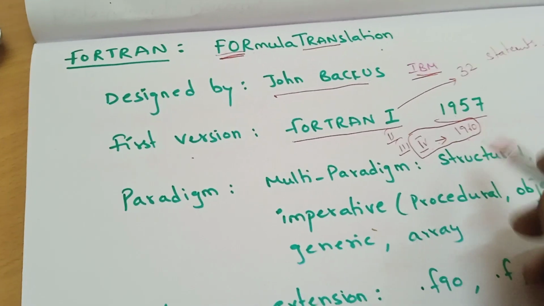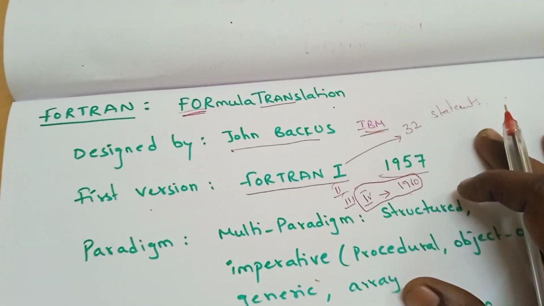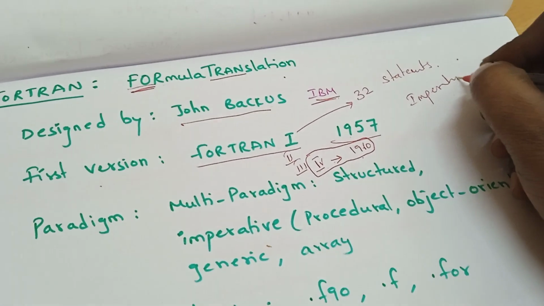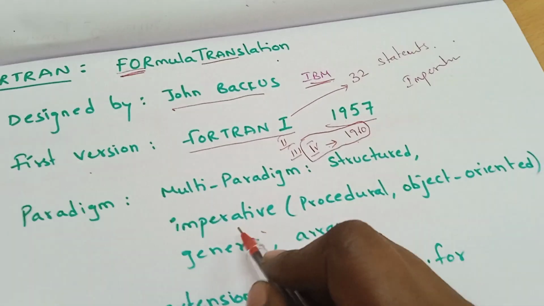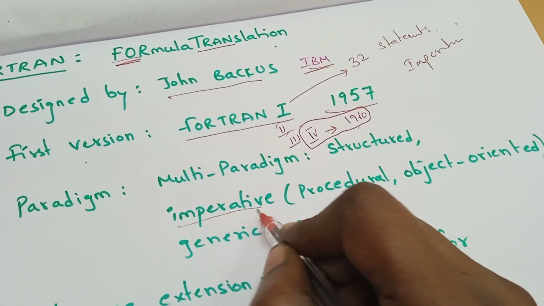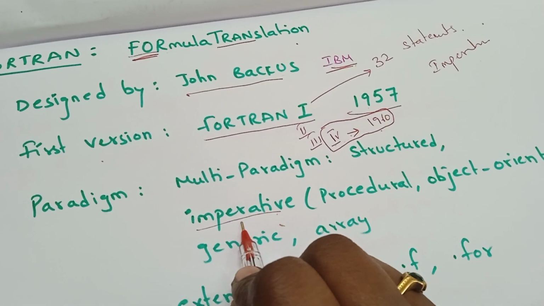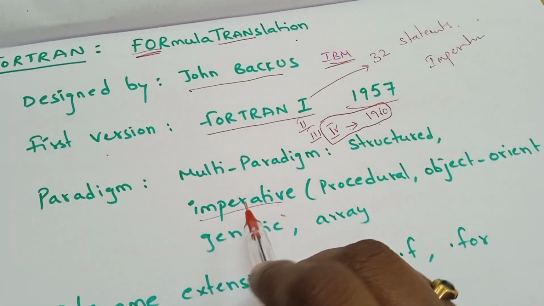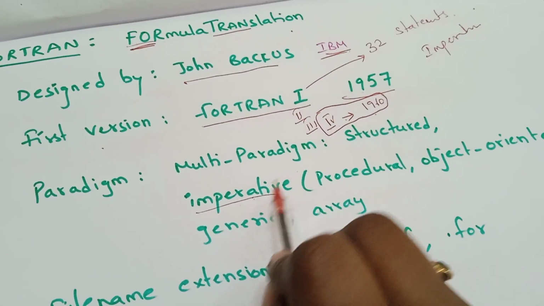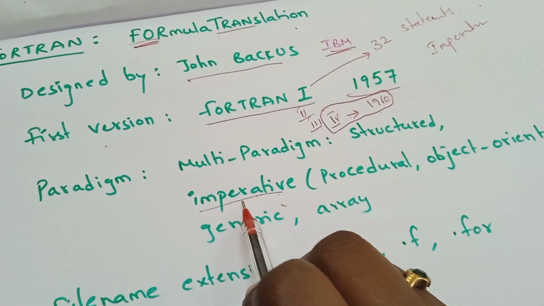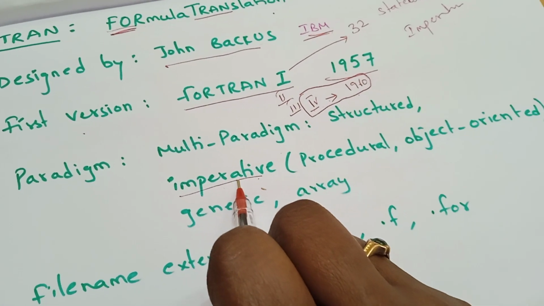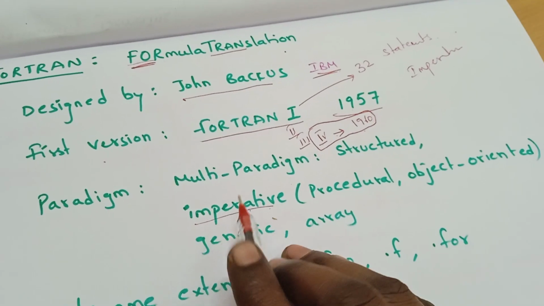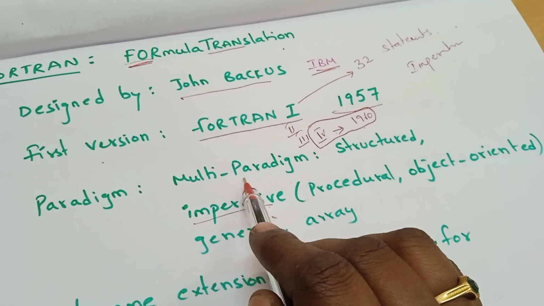And one more point, FORTRAN is an imperative programming language. What is an imperative programming language? A language which has successive versions, which follows Von Neumann architecture, and which has standard data types belongs to the imperative programming language category. FORTRAN is such a programming language, and here you can see it is a multi-paradigm language.